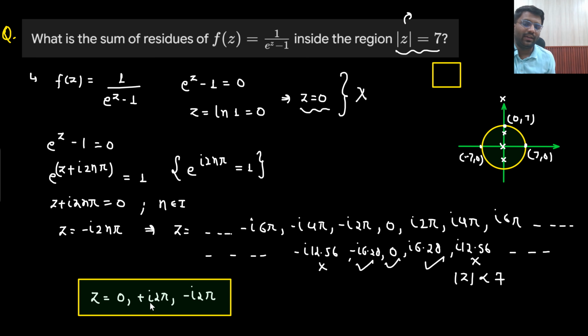3 points I need to take. Are they simple poles? Absolutely. Why are they simple poles? Because, sir, I got the answer by putting the denominator equals 0, plus they are different as well. That means, yes, they are simple poles only.